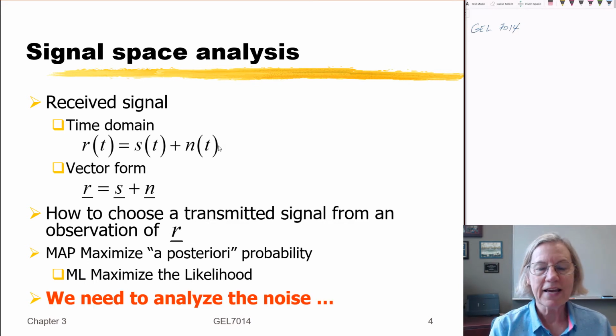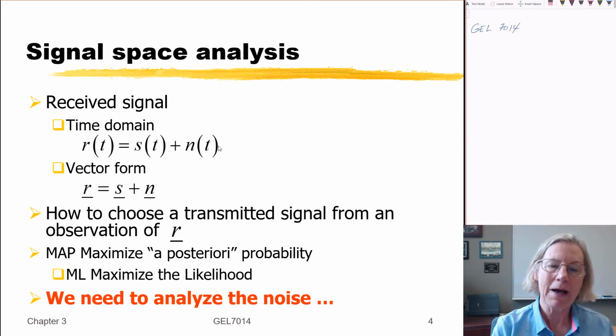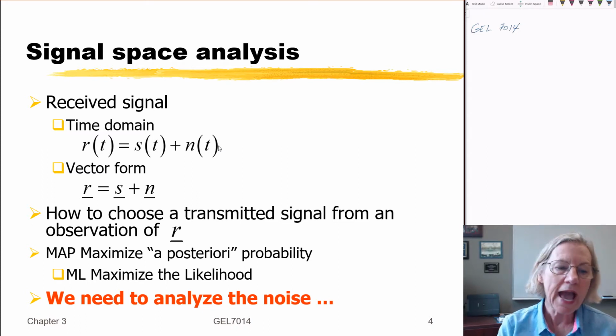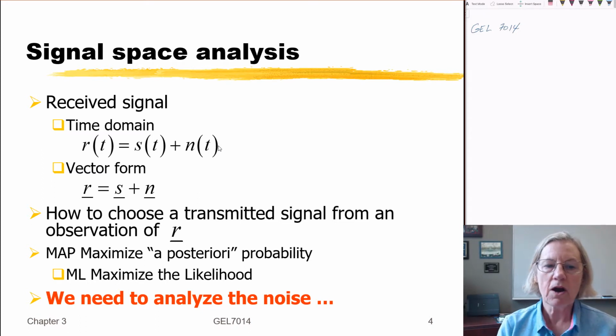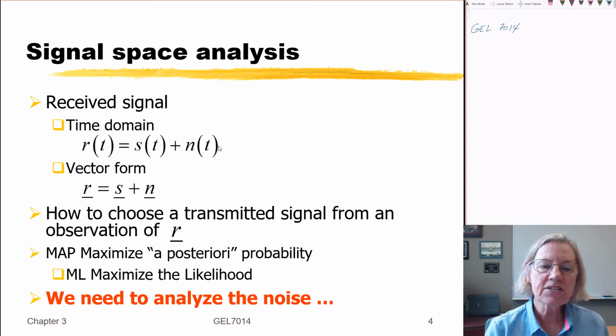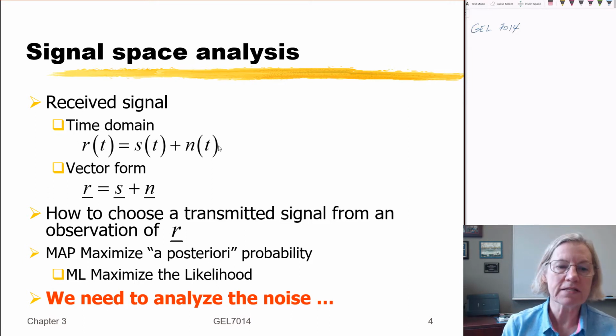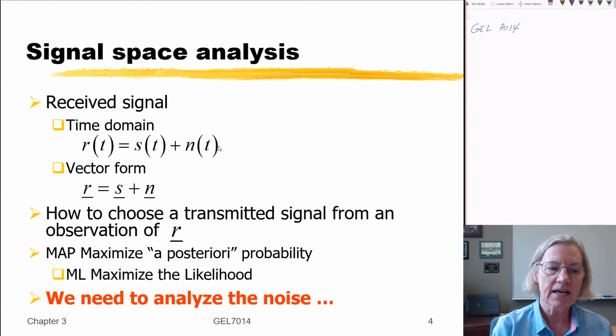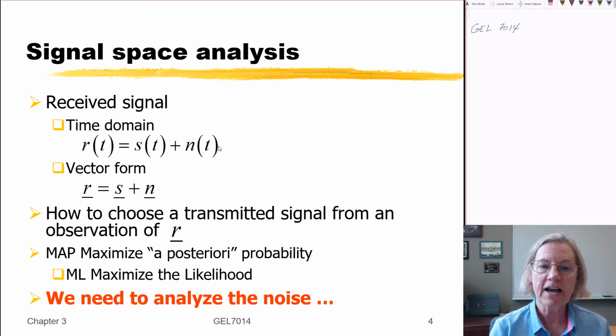So in order to make that decision, in order to maximize these probabilities, we have to analyze the noise, because in the end it is the distribution of the noise which determines these probability densities that we need to analyze in order to make a good decision. And once we know how to make a good decision, then we have to find how good a decision it is to quantify that, and that is where we're going in today's lecture.